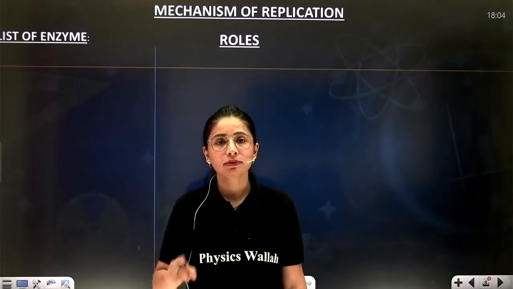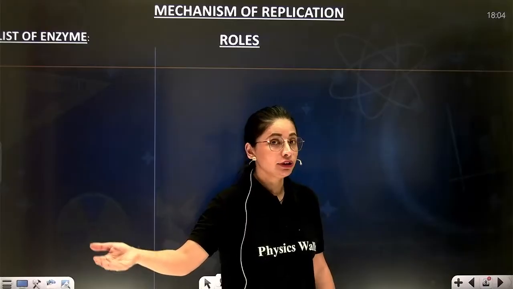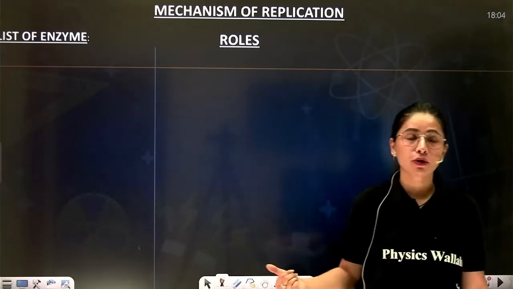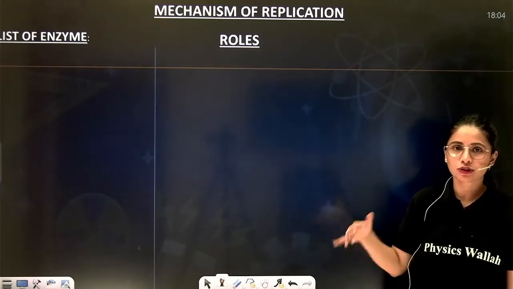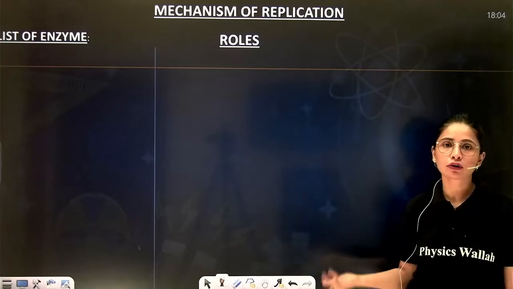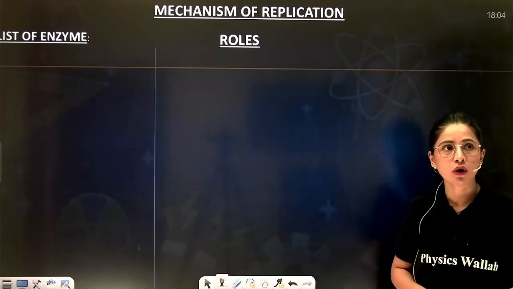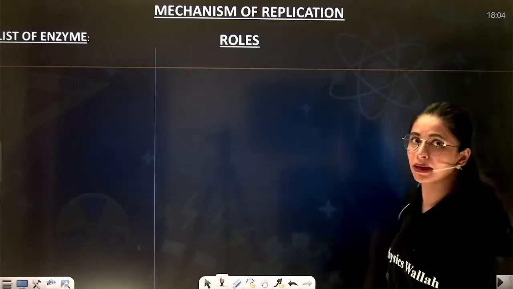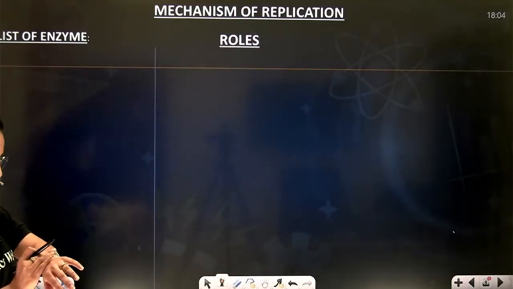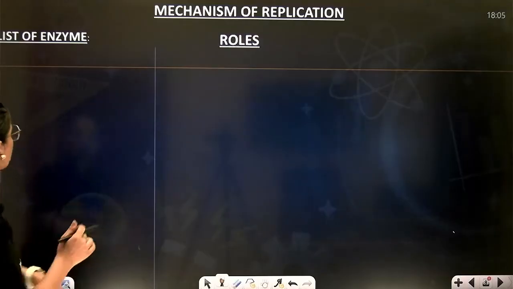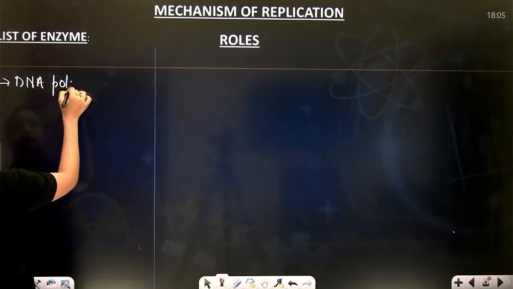For eukaryotes, I am repeating once again, it is taking place inside the nucleus, but in prokaryotes there is no nucleus, there is only cytoplasm. So in the case of prokaryotes, obviously replication has to take place in the cytoplasm. First of all, we are going to check out all the enzymes which are required for the purpose of replication, and then we will study the mechanism. Right? Chalo. So the first very important enzyme is DNA polymerase.